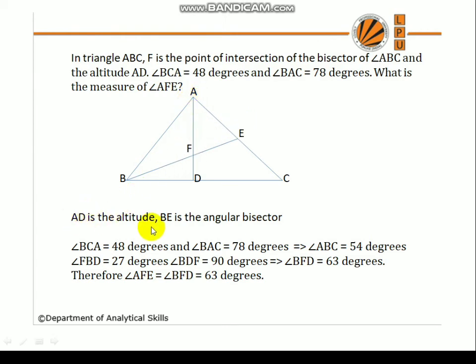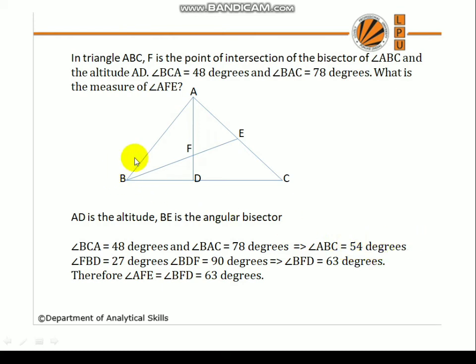Since AD is altitude and BE is angular bisector, angle BCA is equal to 48 degrees. That is, angle C is equal to 48 and angle A is equal to 78. By the triangle property, angle A plus angle C plus angle B must be 180 degrees. Here angle C is 48, angle A is 78, so as a result we get angle B as 54 degrees. That is, angle ABC equals 54 degrees.